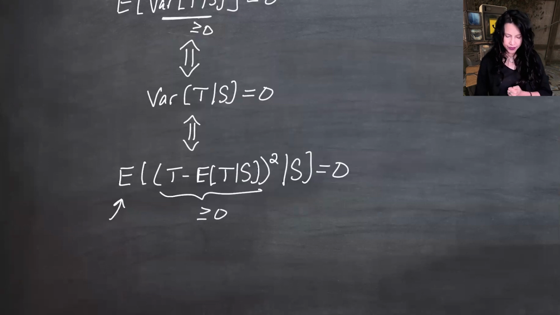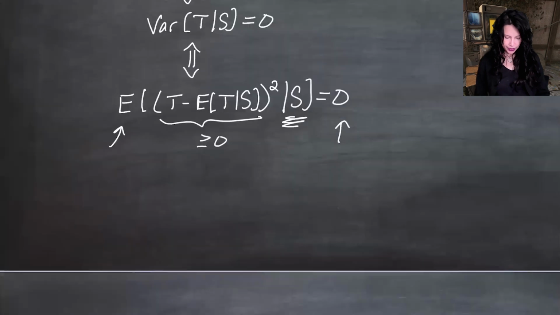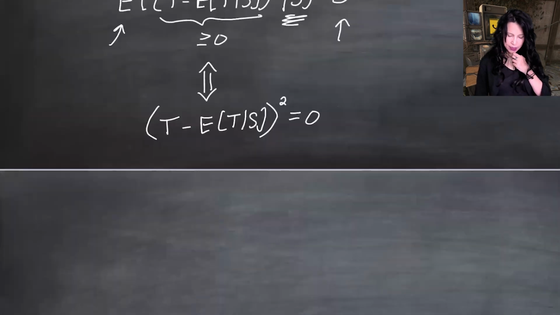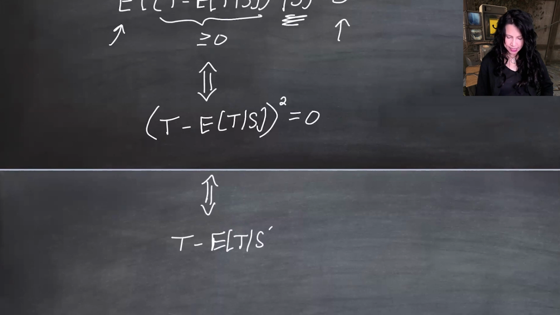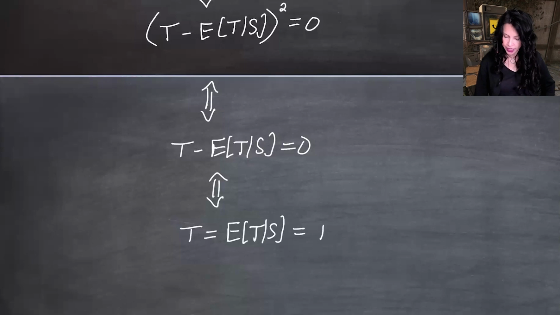And how does the average of something that's non-negative be 0, even if you're averaging using a conditional PDF? This means the thing you're averaging has to be 0. So this implies that T minus the expected value of T given S, squared, is 0, and this implies T minus the expected value of T given S is 0. And of course, this implies that T is the expected value of T given S, and that was how we defined T star. So we get that they're equal.